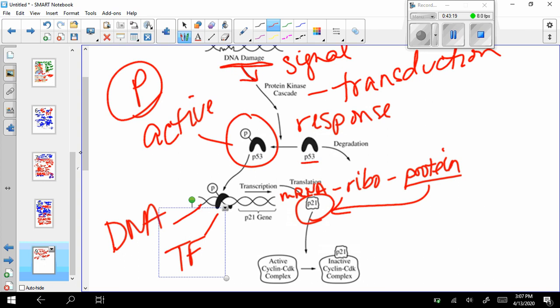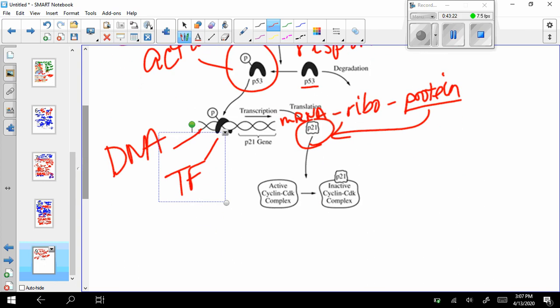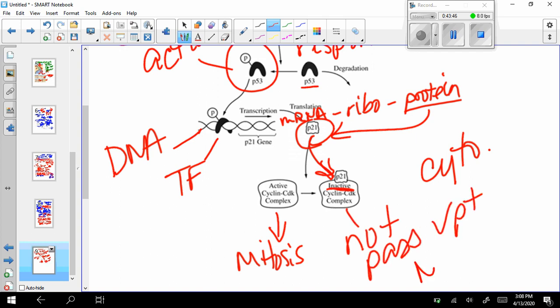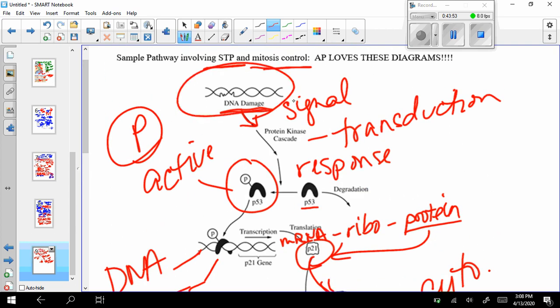Now this protein is just in the cytoplasm. So here we are in the cytoplasm. An active cyclin CDK complex would cause mitosis to occur. But if you bind a P21 to it, it becomes inactive. If it's inactive, you are not going to pass the checkpoint. If you don't pass the checkpoint, no mitosis. Awesome. I don't want to do mitosis if I have DNA damage.